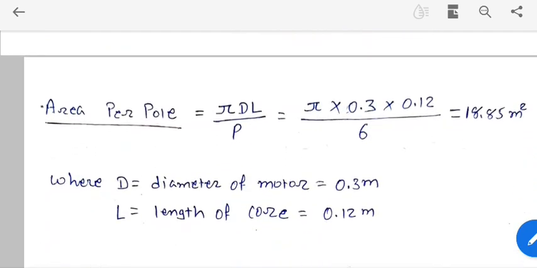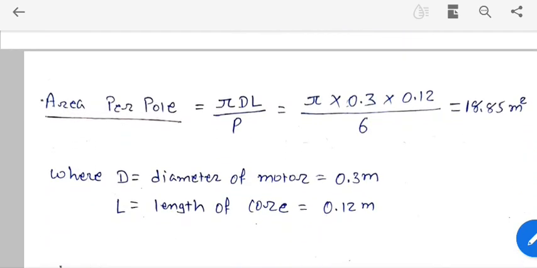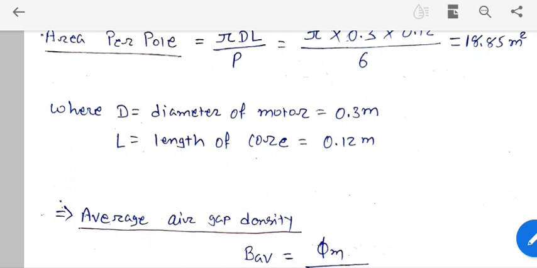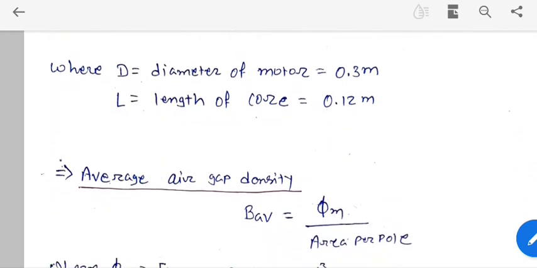Then after that we will find the area. We found the area per pole, that is pi DL by P. Over here we put in the values, and after simplification we get 18.85 meter square. That is the answer for area per pole, where D is the diameter of the motor, given as 0.3 meter, and L, the length of core, is 0.12 meter, which is given in the example data.